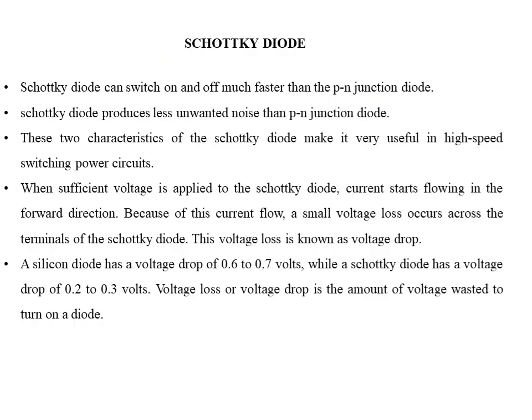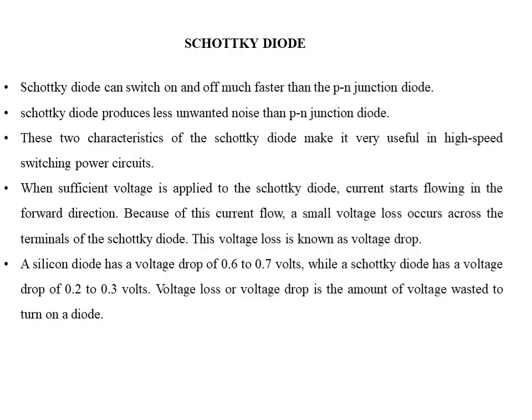Schottky diode can switch on and off much faster than the PN junction diode. Schottky diode produces less unwanted noise than the PN junction diode. These two characteristics of the Schottky diode make it very useful in high-speed switching power circuits.